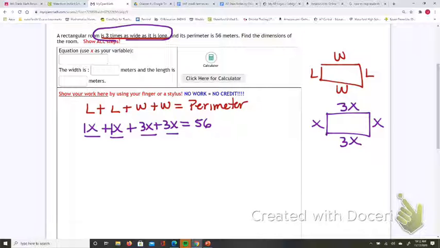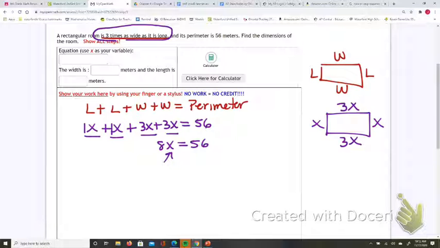5x plus 3x is 8x. So we have 8x's and it equals 56. Now remember that the first step is to undo the addition or subtraction. So we find our x and then we look for a plus or a minus. But do you notice there isn't one? There's no plus or minus. So that means we can skip that step.